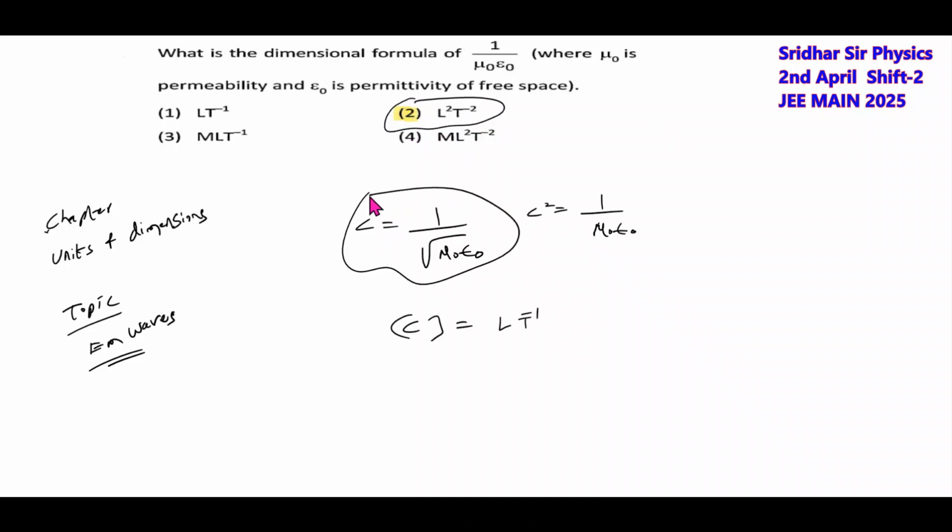So you should know this from the EM waves chapter. The speed of light is related to magnetic permeability and electric permittivity by this particular formula. Then you can analyze this question very easily. It's not something you should derive. It's memory, what you must know. So we'll move to the next question.